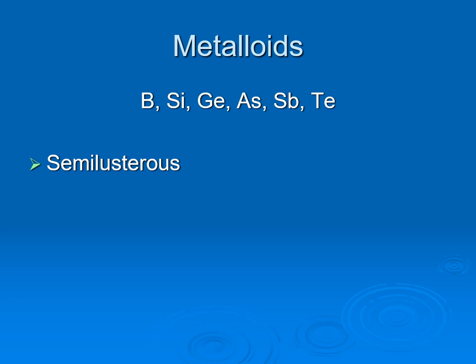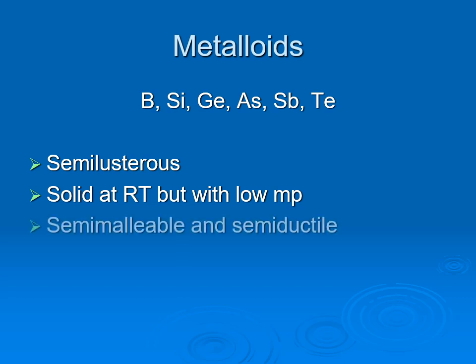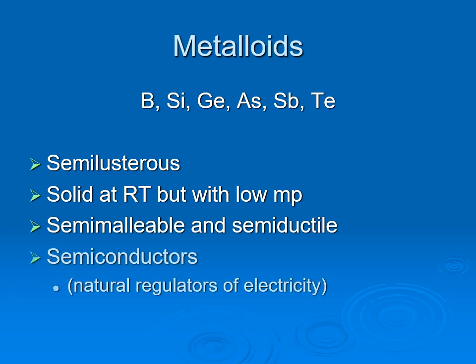So what about the properties of a metalloid? Well, these 6 elements are semi-lustrous. They're a little bit shinier than nonmetals, but they're a lot duller than metals. They are solid at room temperature, but it doesn't take much temperature to get them to melt. So they are solid, but with low melting points. They are semi-malleable and semi-ductile, so you can work them a little bit. You can get them to thin down by hammering them. You can get them to thin out a little bit if you pull them, but only to a point, and then they break.